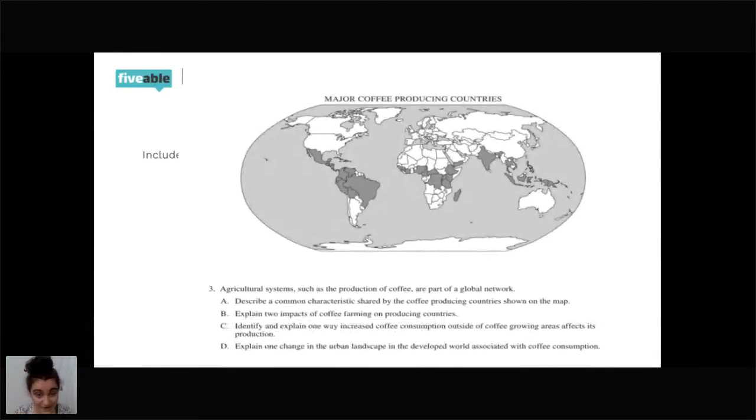Okay, so we have a stimulus here, with a couple of marked answers. Agriculture systems such as the production of coffee are part of global networks. So before starting, we're talking about coffee and we have these selected countries. What do we know about these countries and what kind of agricultural products they're producing? Describe a common characteristic shared by coffee-producing countries shown on the map. So write something really fast in the chat to address that question.